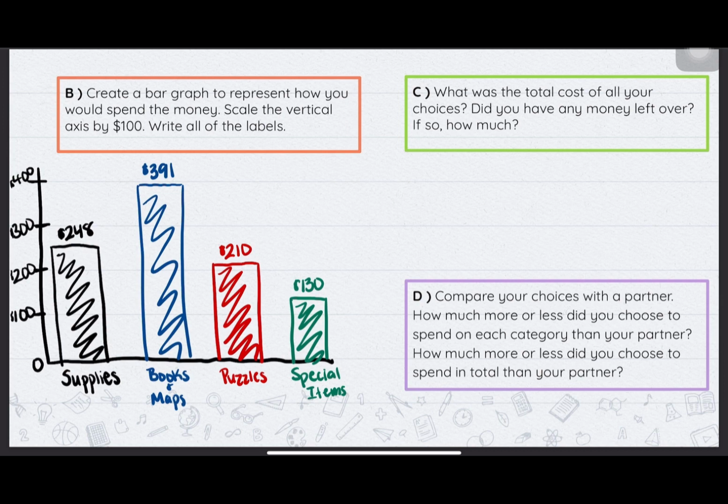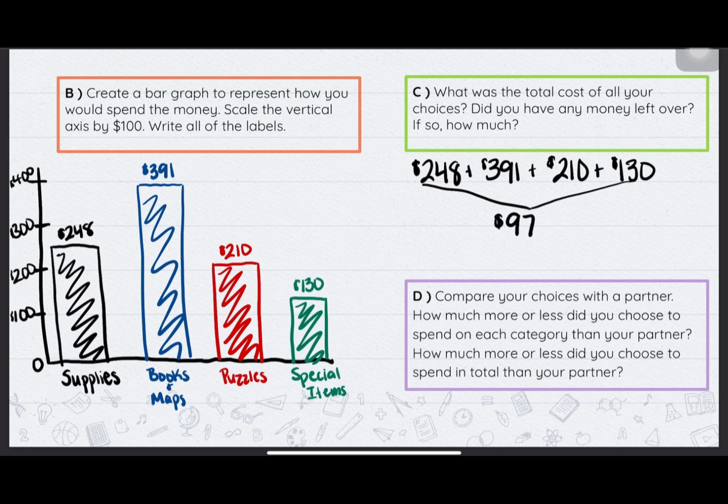Part C says, what was the total cost of all of your choices, and did you have any money left over? If so, how much? So let's add up our quantities. We had 248 plus 391 plus 210 plus 130. This would all equal $979. So if we subtract that from our $1,000 budget, that would leave us with $21 left over.